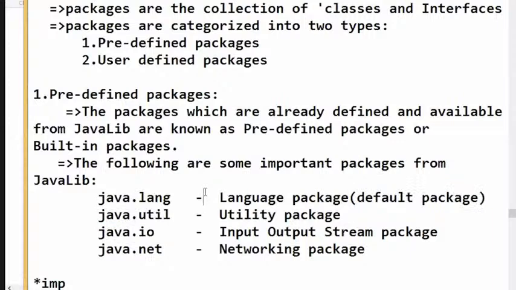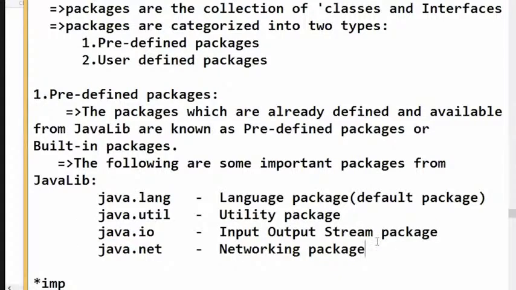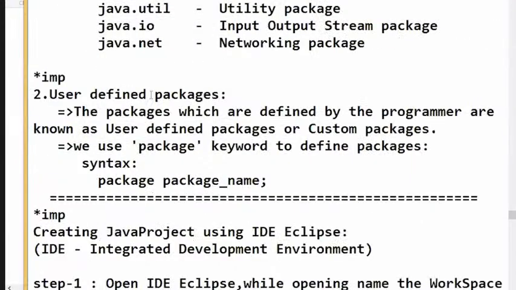Utility, we are using the Scanner class from the utility package. The remaining two packages have still not entered, right? They will come on the way based on the requirement of the units. So these are the examples of predefined or built-in packages. Default package. We majorly concentrate on the Scanner class from the utility package.